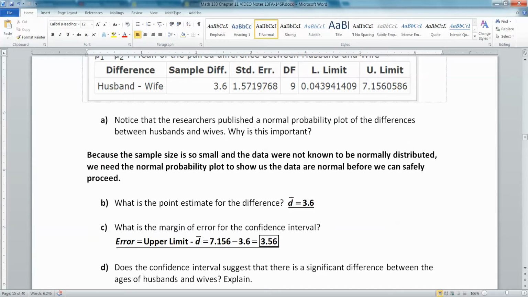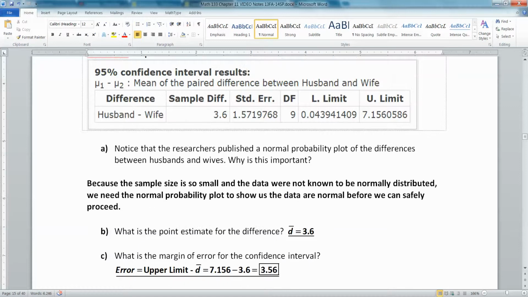Okay. All right, so again, upper minus center. You could do center minus lower. That's another way too. So there's 3 different ways: upper minus the center, center minus the lower, or take 1/2 of the upper minus the lower, because the margin of error is the distance from that center out to those edges.